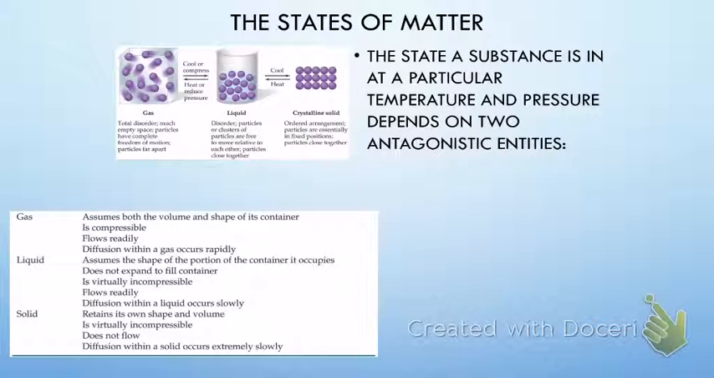So the state of a substance at any particular temperature or pressure depends on two antagonistic entities. These are two things that are going against each other. The first has to do with something that we discussed in the last chapter, and that's the kinetic energy of the molecules. There is constant motion within the gas, and there's also motion within the liquid. And it's not that a crystalline solid necessarily is a static situation. It's just that they have much less freedom for movement there.